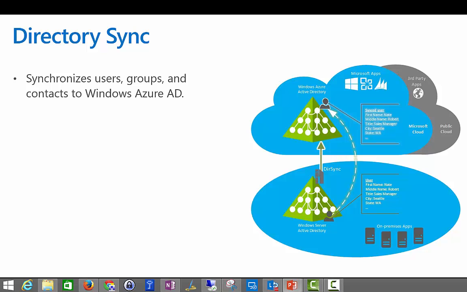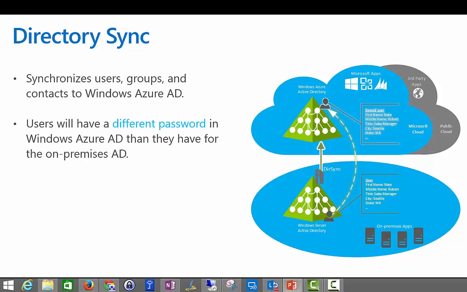Right, a distribution group gets copied up into Azure. Now, notice how it says users, groups and contacts. Does it copy all your AD, every single attribute? No. It's a select group of attributes that it copies up. Users will have a different password in Windows Azure than they have on-premise, because here, remember, it says users, groups and contacts, not their passwords. Okay, this is DirSync. I'll come to the other in a minute.